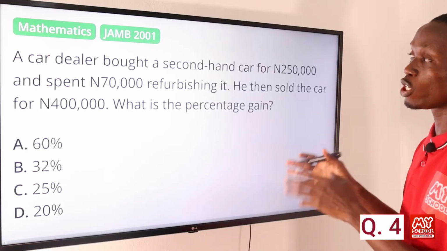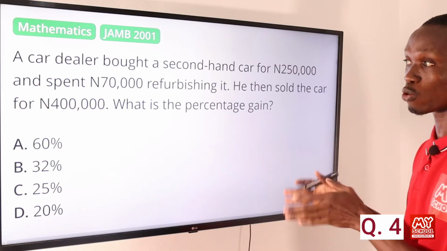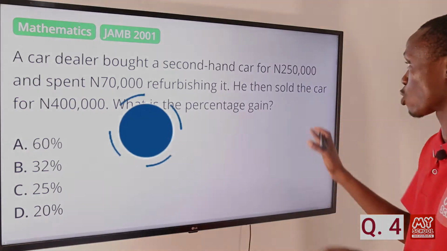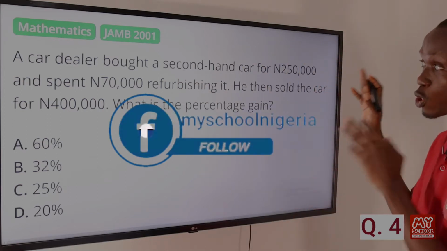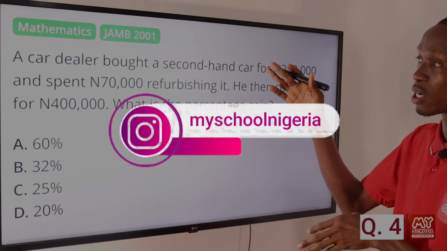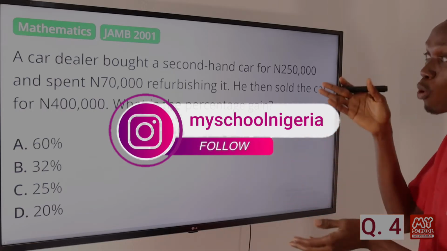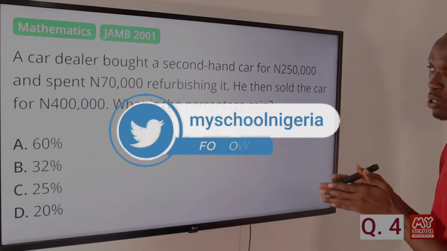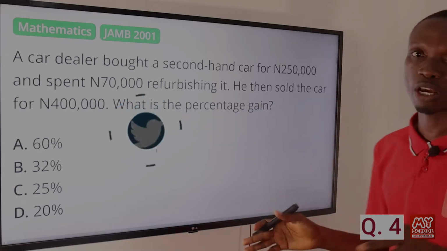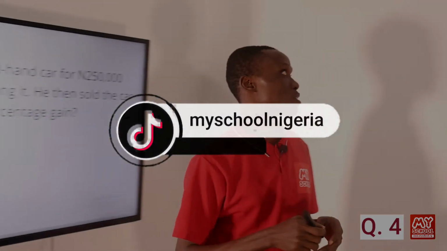Okay, so basically we need to know our cost price first, and we also need to know our selling price. From the question, our selling price is 400,000, while the cost price is going to be the cost the car dealer bought the car plus the amount he spent in refurbishing the car. That is what will give us our cost price. So let's return to the board to provide an answer to this question.